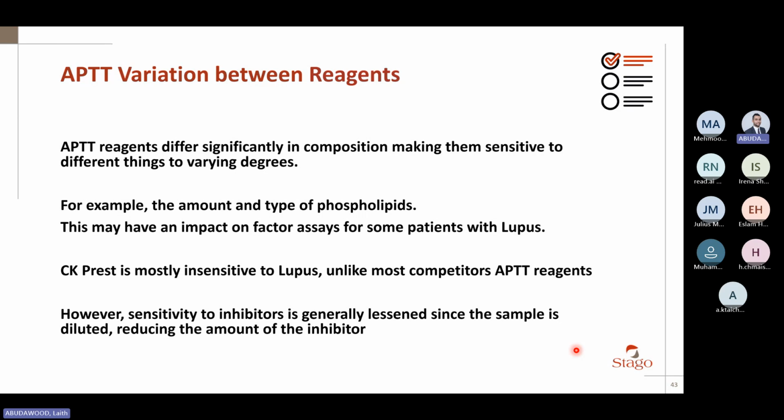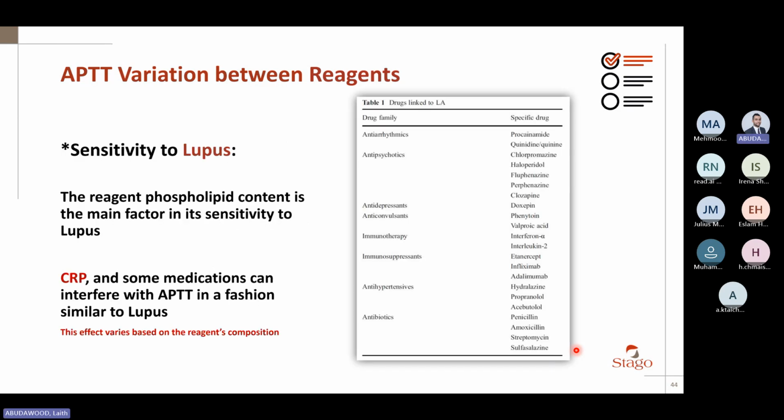The same can apply to Siemens, by the way. In some cases we have seen CK-Prest give normal, good results, and the Siemens reagent, because it was sensitive to lupus, gave a low factor amount, which is a wrong result, basically. You're saying the patient has hemophilia where the patient does not have hemophilia. Okay, so this is a very important point. It's a very important advantage for CK-Prest over the competitors' APTT reagents used in factor assays. All right, this point is for you to basically just read. These are extra points.